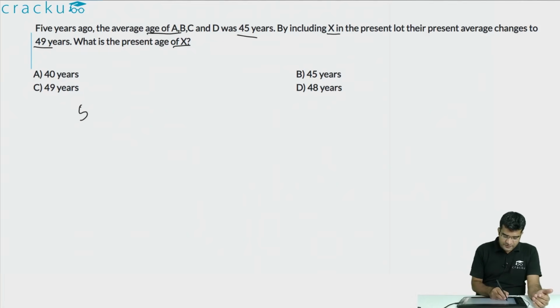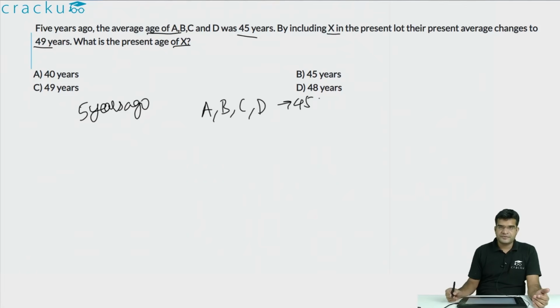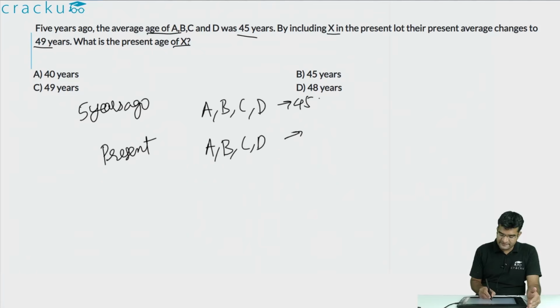So 5 years ago, if you are looking at the 4 people, A, B, C and D, their average age is 45 years. But this is 5 years ago. What would their present age be if you are looking only at these 4 people? All 4 of them would have aged by 5 years. So the present average age of A, B, C and D will be 50 years. So if you are summing up all their present ages, A plus B plus C plus D is equal to 200 years.